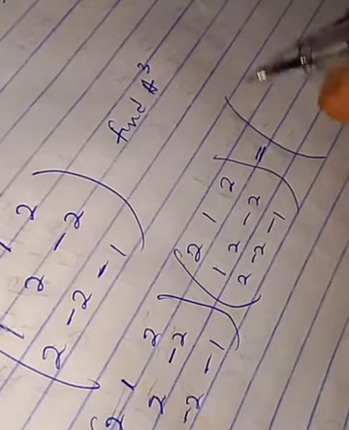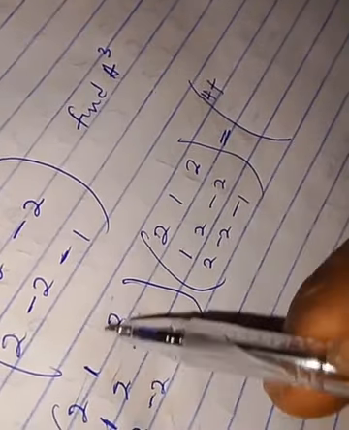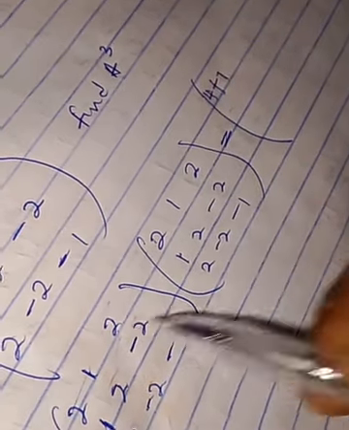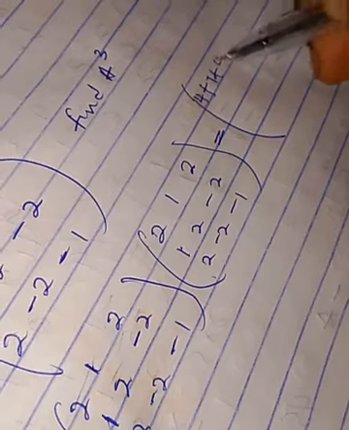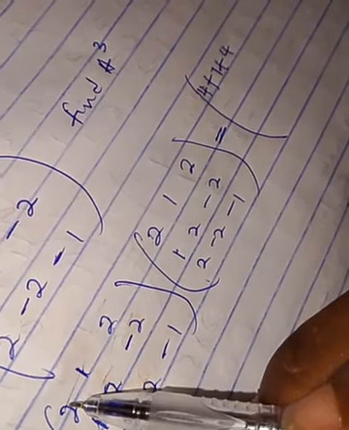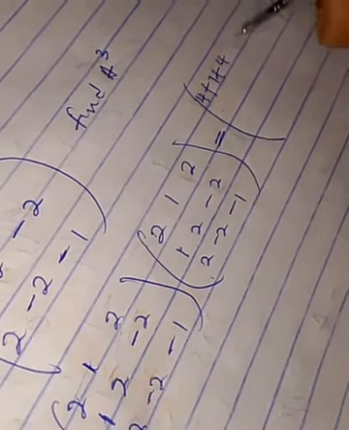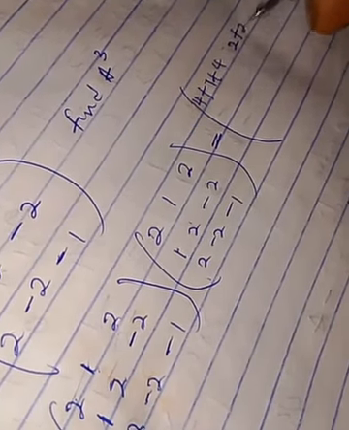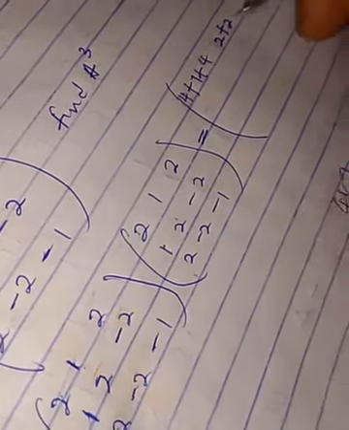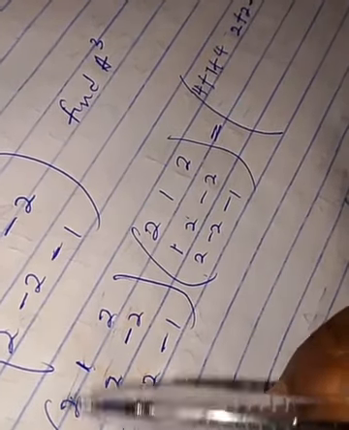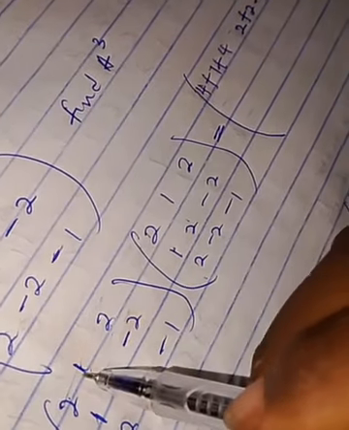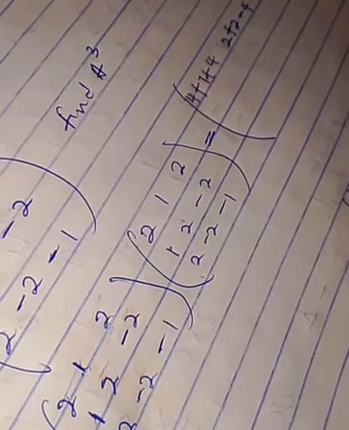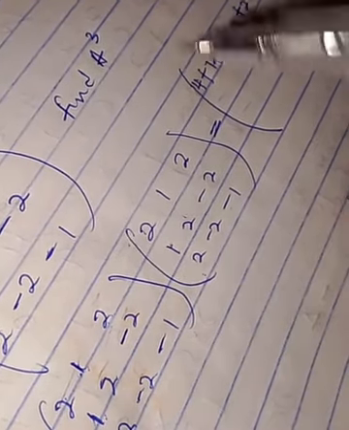We have 2 times 2, which is 4, plus 1 times 1, which is 1, plus 2 times 2, which is 4. In this part, we have 2 times 1, which is 2. Then we have 1 times 2, which is 2. In this part, we have 2 times minus 2, which is minus 4. Then 2 times 2, which is 4, 1 times minus 2, which is minus 2, 2 times minus 1, which is minus 2, and 1 times 2, which is 2.